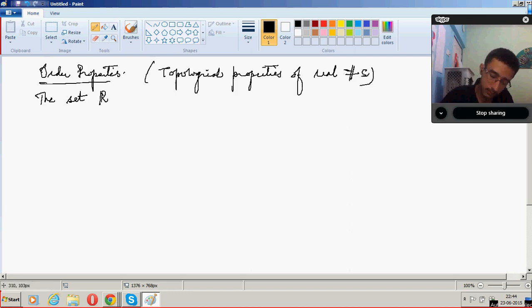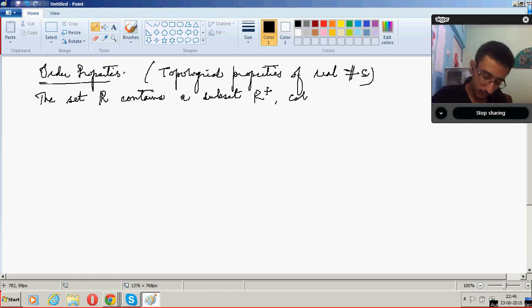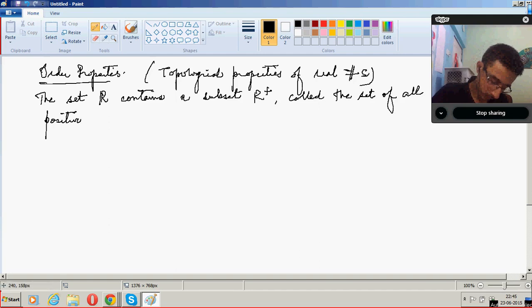The set R contains a subset R plus, called the set of all positive real numbers, satisfying the following properties.